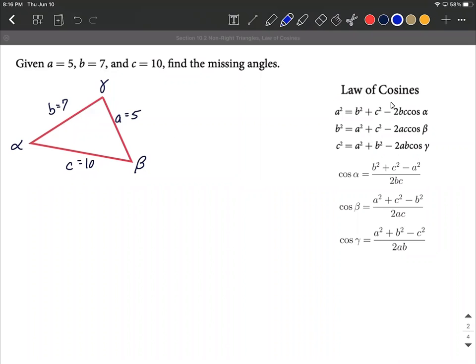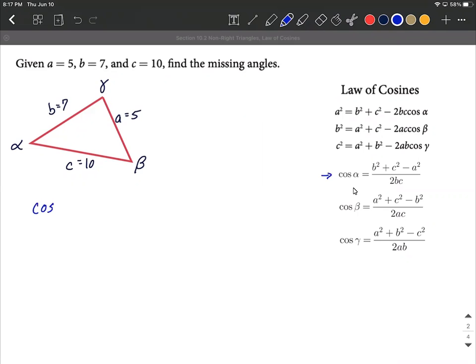We have to go over here to law of cosines. Now, these top versions, I like using if I'm looking for one of the side lengths. These bottom three versions are just rearrangements of the top ones to isolate the cosine of alpha, cosine of beta, or cosine of gamma on one side by themselves. So we can choose whichever one we'd like to solve for first, alpha, beta, or gamma. I'm going to use this top version and solve for alpha first.